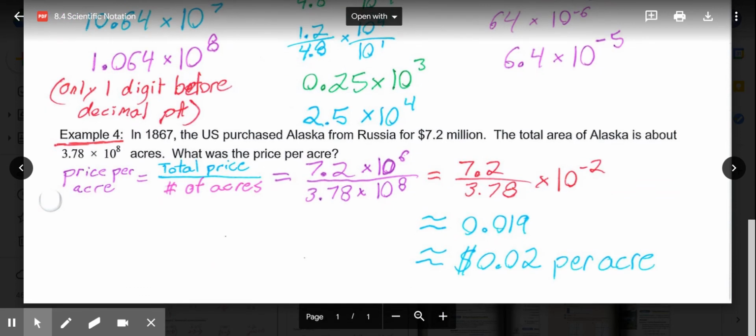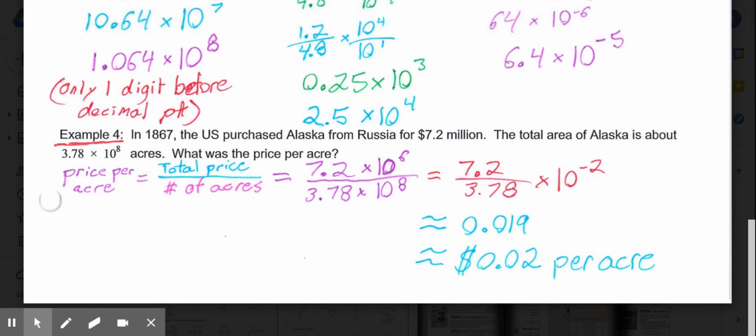And then our final example, example 4, the word scenario. It says in 1867, the United States purchased Alaska from Russia for $7.2 million. The total area of Alaska is about 3.78 times 10 to the 8th power acres. What was the price per acre?